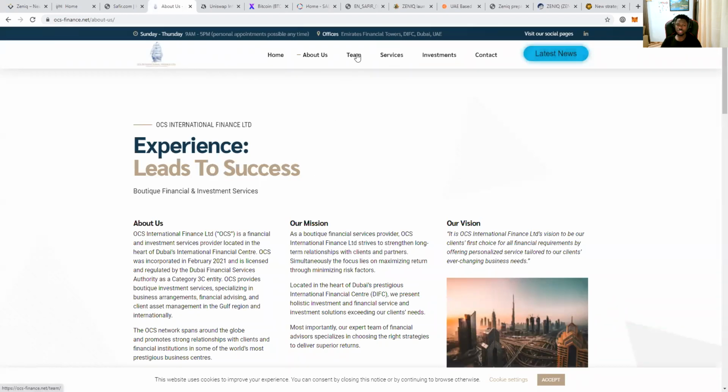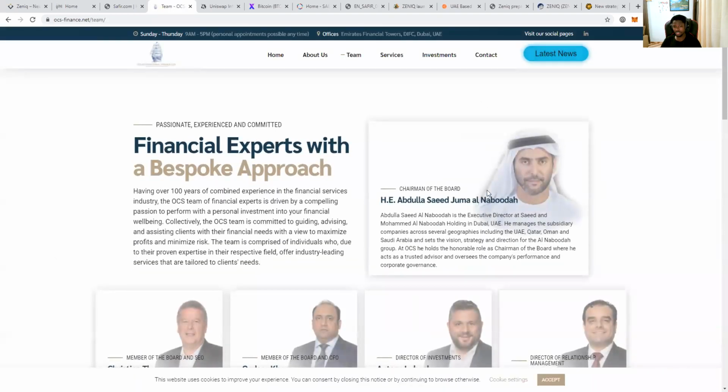Now, when you want to go into the team, you get to realize something interesting and an amazing personality, that is His Excellency Abdullah Saeed Juma Al Nabuda. All right, this personality here, when you read about him, you get to know a bit of info. You get to know in detail who his personality is, and of course, His Excellency is affiliated to the royal family of Dubai. He has been running his family business, which is the Al Nabuda Group, which has been in operation since 1953.